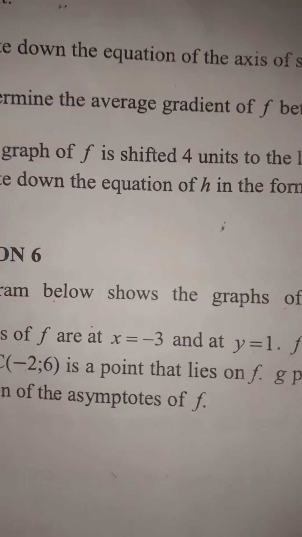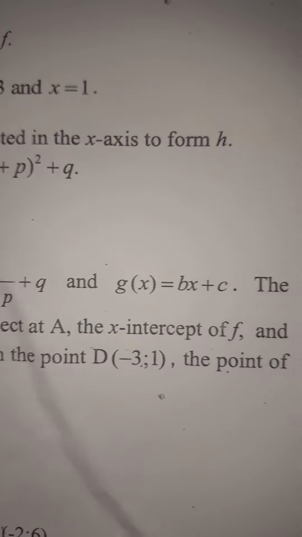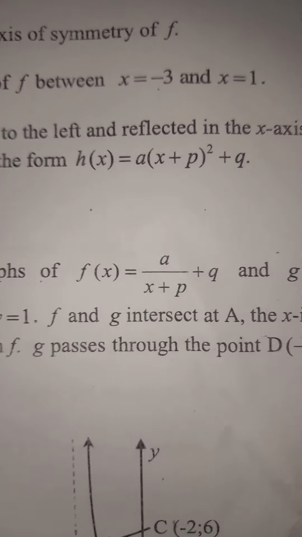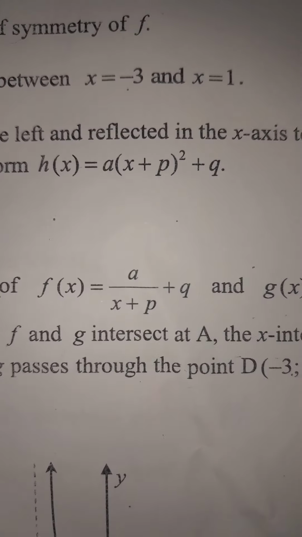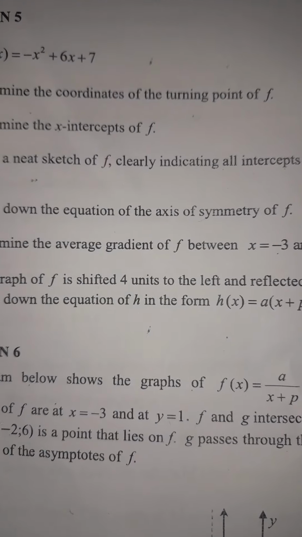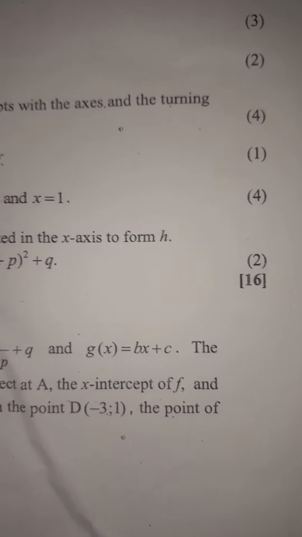All right. What does our last question entail? It says that the graph of f is shifted 4 units to the left and reflected in the x-axis to form h. Write down the equation of h in turning point form. So in other words, we have to complete the square of this equation. So let's put this into practice so that we get 16 marks fully.